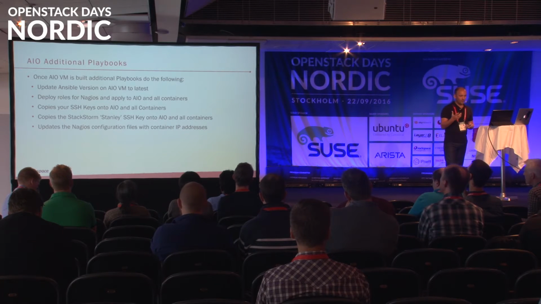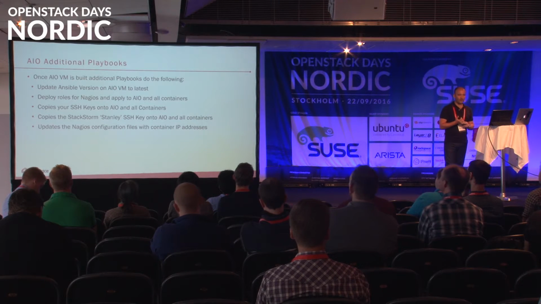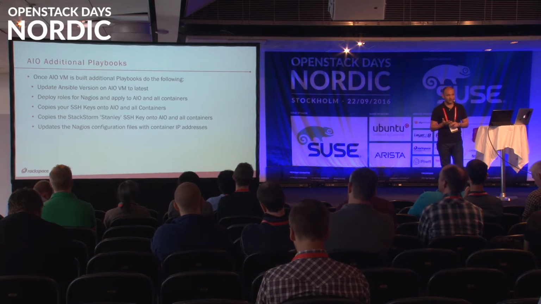So once the actual all-in-one's done the basic OpenStack install, and I've got OpenStack working, it then carries on, and it starts to do alternate configurations. So first of all, I need to update Ansible, because I'm using playbooks later on that I've written based on Ansible 2.1, sorry. So I'm using some of the features available in the latest version of Ansible.